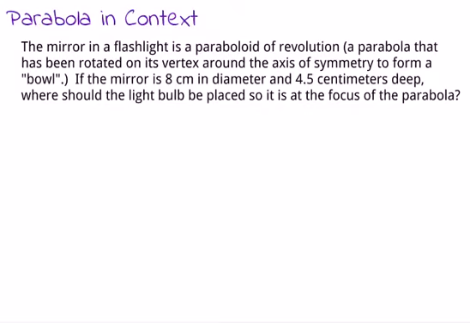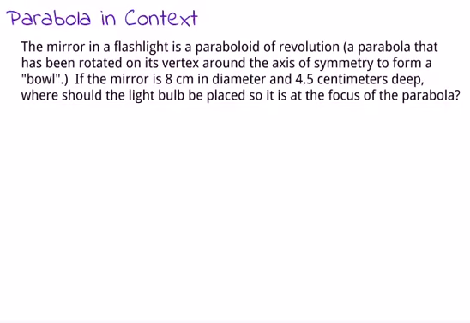Let's look at an example of a parabola in context. We have a mirror in a flashlight, and it is a paraboloid of revolution. What that means is it's just a parabola that's been rotated around on its vertex around the axis of symmetry to form kind of a bowl. If the mirror is 8 centimeters in diameter and 4.5 centimeters deep, where should the light bulb be placed so it's at the focus of the parabola?